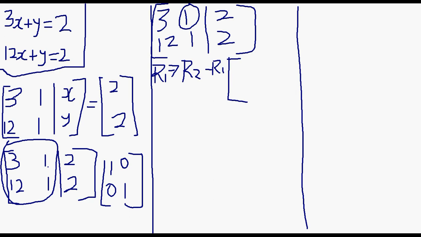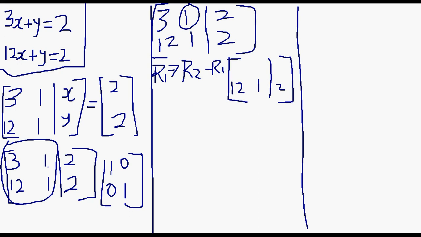Since I'm working on row 1, let me automatically write row 2 down. So 12, 1, 2. Right? So whenever you are working on another row, you write the rows that you are not working on down first. Right? It's like you're putting them down so that you do not forget.